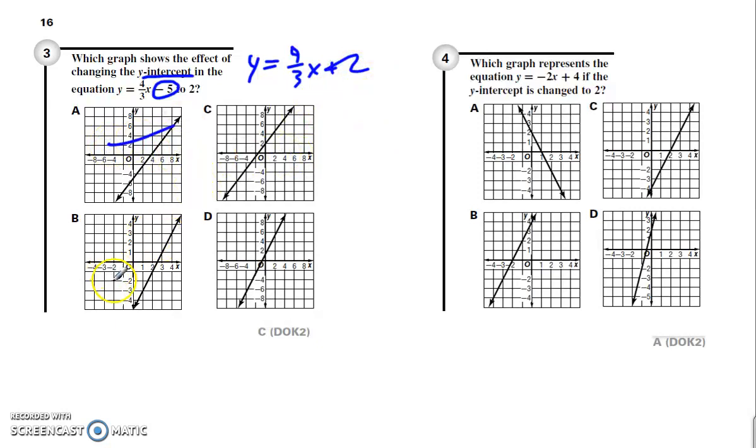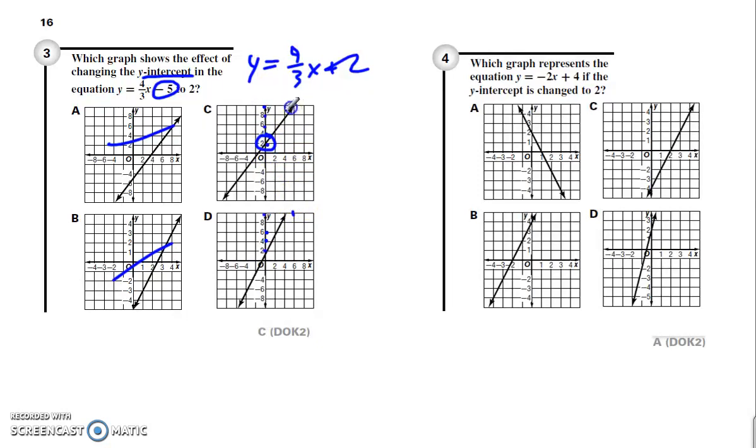That's not this one, not this one. It's got to be that one. This one also doesn't go through 2. But even if it did, if this went through 2, we could check. It says up 4 over 3. Up 1, 2, 3, 4 over 3. Nope, it's not there. This one, up 1, 2, 3, 4 over 3.